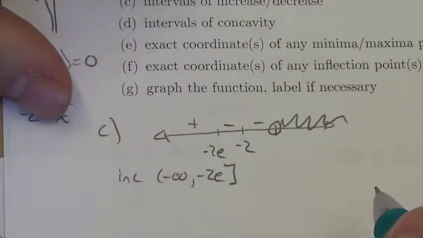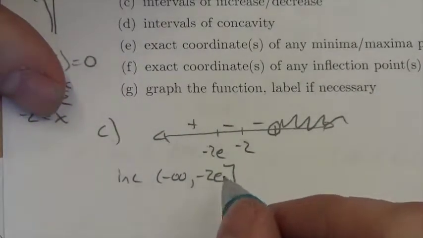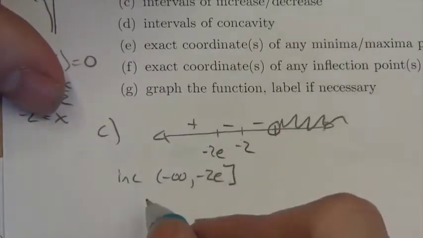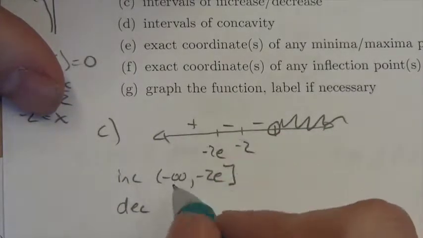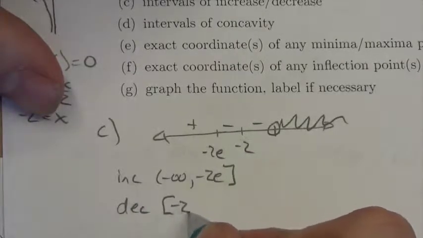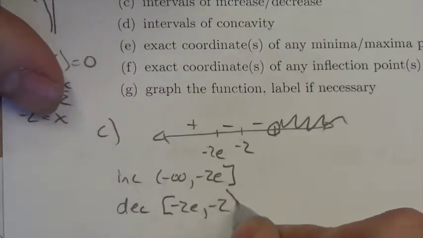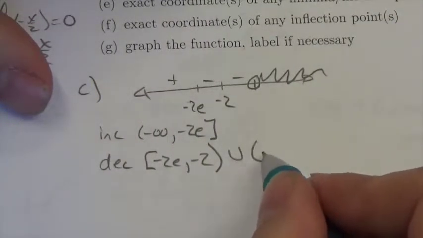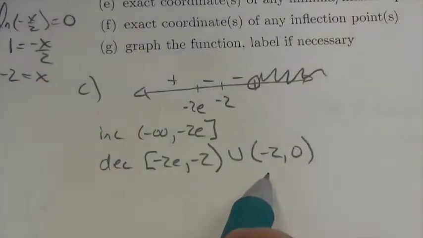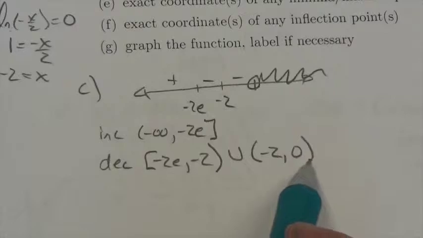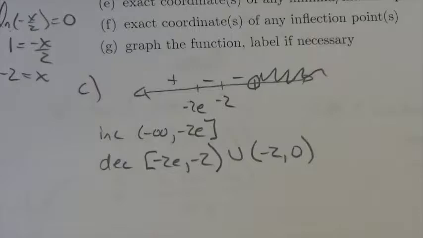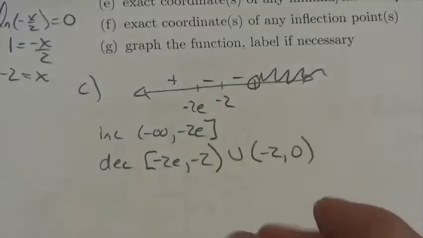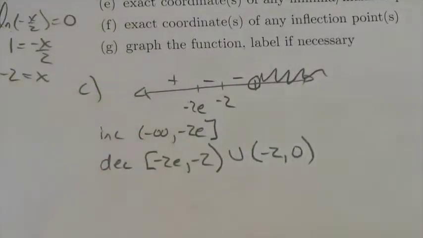And I include that negative 2e because I want to be clear that that's not an asymptote. I'm including that. That's a critical number. It's going to be decreasing from negative 2e to negative 2, and I put a parenthesis around that because that is an asymptote. I'm not including that. And then union negative 2 up to 0. Again, I'm not including the negative 2 because it's an asymptote, and I'm not including the 0 because 0 is not in the domain of the function. That's right up there. That's what you might call the supremum of the domain there. So there's my intervals of increasing and decreasing.